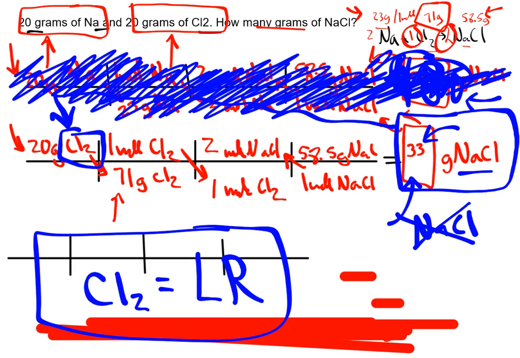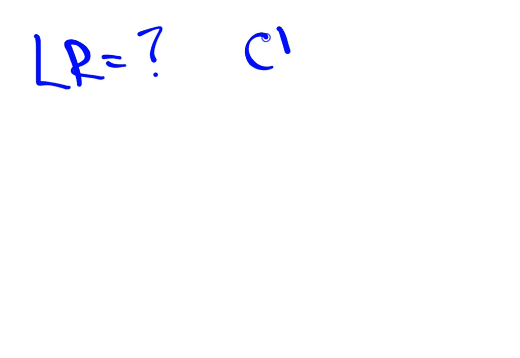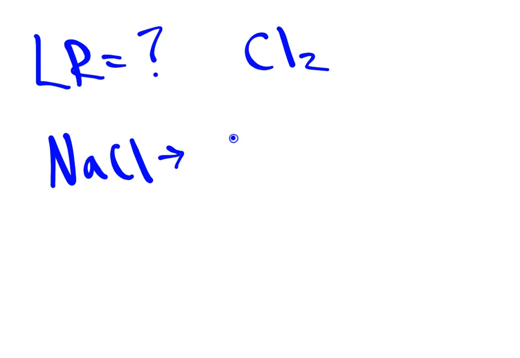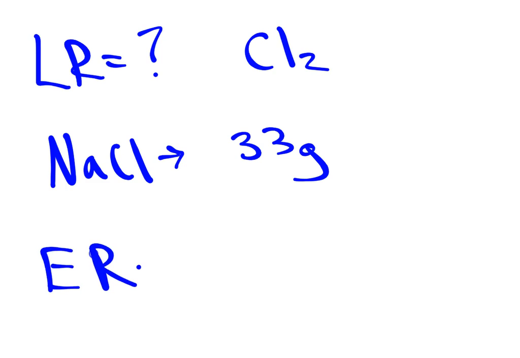Okay. Now, the unfortunate thing is we are still not done with this problem. This problem will require 3 answers. It will ask you what the limiting reactant is, and we know that's Cl2, right? It will ask you how much is made. We just said 33, right? But it will also ask how much excess reactant is left over.